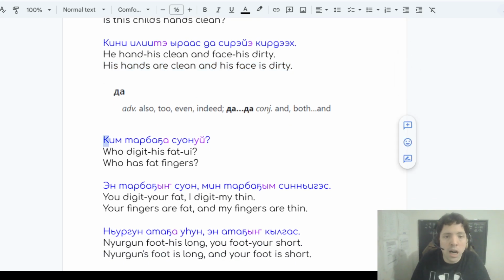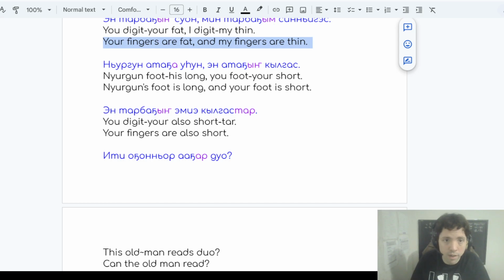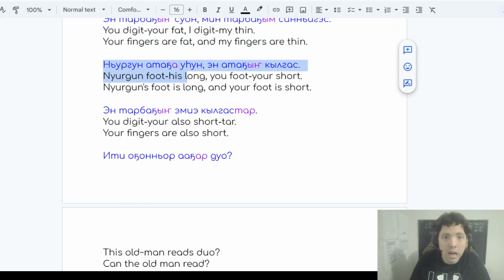Alright. Kim tarbaga swanui. Who has fat fingers? El tarbagan swan. Min tarbarım siniges. Your fingers are fat and my fingers are thin. It's a nice way to call someone fat. Yorgun ataga ohun ohun en atagan kolgas. Yorgun's foot is long and your foot is short. It's like you got short, fat, stubby hands and feet.